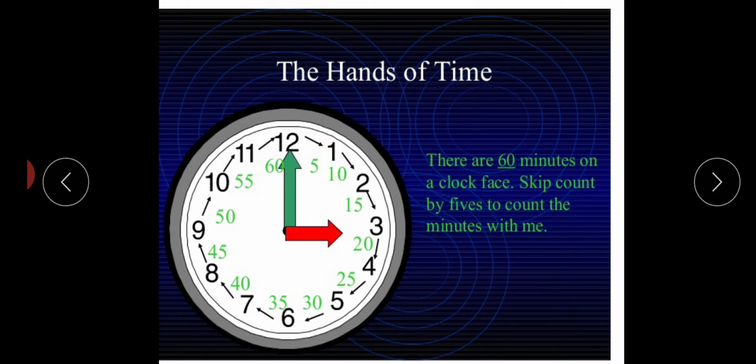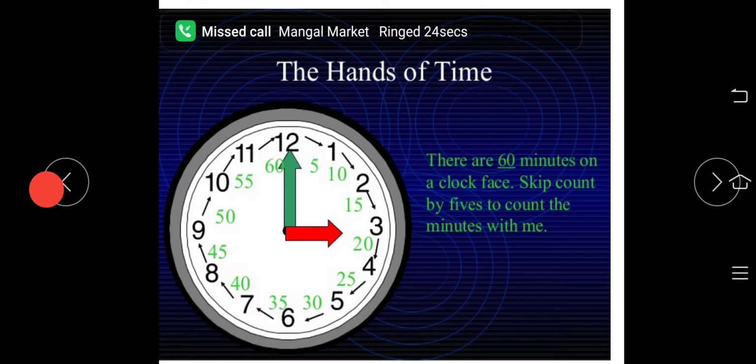5 1s are 5, 5 2s are 10, 5 3s are 15, 5 4s are 20, 5 5s are 25, 5 6s are 30, 5 7s are 35, 5 8s are 40, 5 9s are 45, 5 10s are 50, 5 11s are 55 and 5 12s are 60. So we can say there are 60 minutes on the clock face. We have to multiply by 5 to find the minutes.